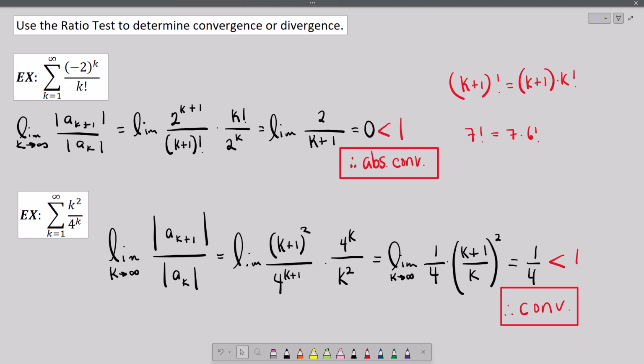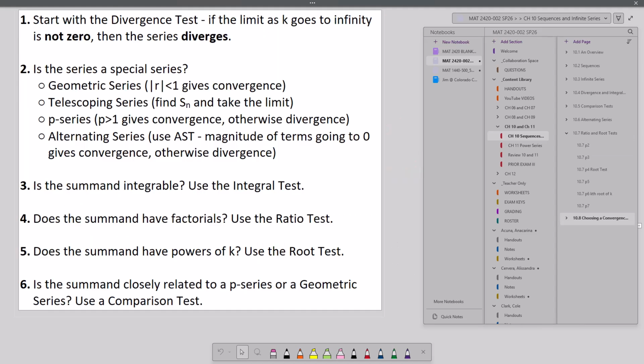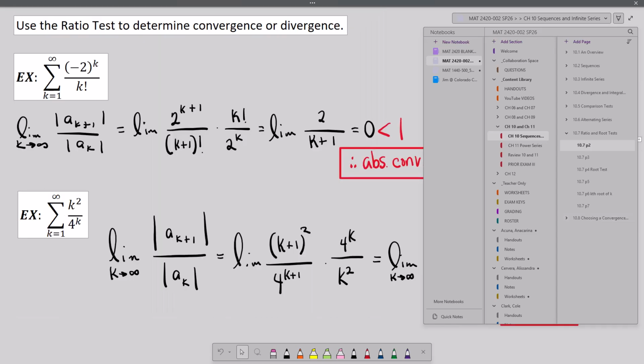But it would not be pleasant. So when we look down here, choosing a convergence test: if we have one of our 4 special series, then we're going to use those special things. If the sum is easily integrable, we'll go with the integral test. If we have factorials, we're going to go ratio test. And then this can be used more generally also. Okay, so if 1, 2, and 3 don't work. Yeah, exactly. All right, so let's try.